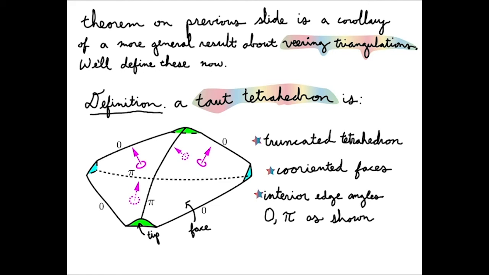And along each edge of the tetrahedron I have a label of 0 or pi, where it's determined by whether or not the co-orientations match up along that edge or disagree. And I should think of these as specifying an interior angle along that edge. And the tips, I'm going to call the tips the triangles that come up because I truncated the original tetrahedron.